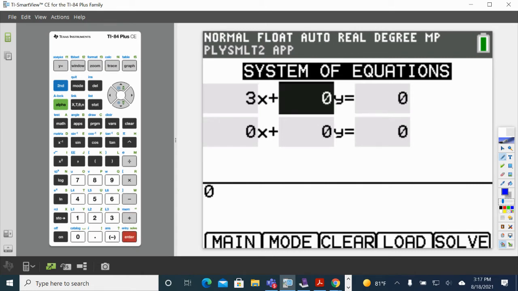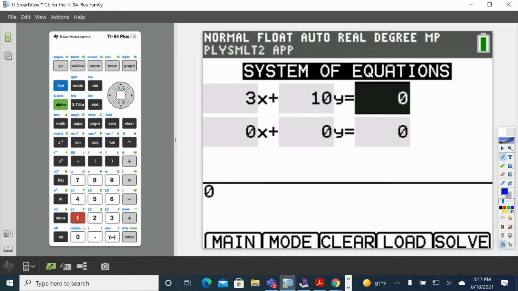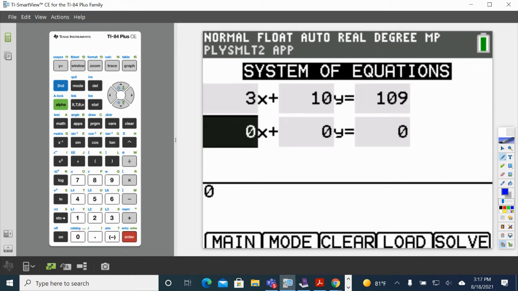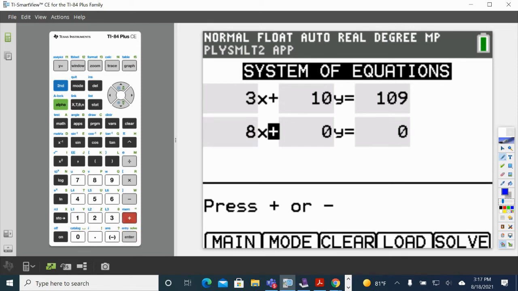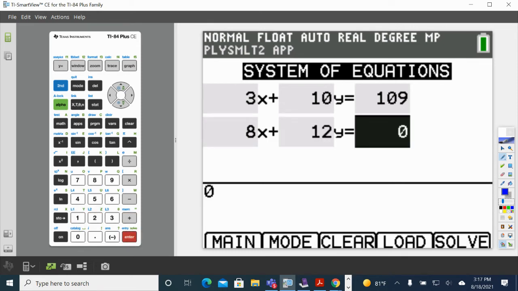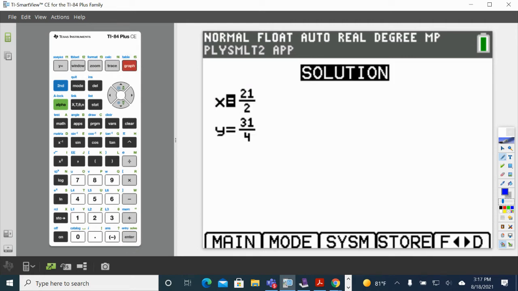3x plus 10y equals 109. The next equation was 8x plus 12y equals 177. And solve or graph. Now, this is money. Those answers do not look like money. But I would like you to look at my screen here, this FD down here at the bottom. So if I hit graph one more time, it can change fractions to decimals and decimals to fractions.